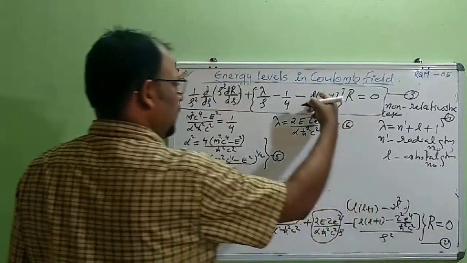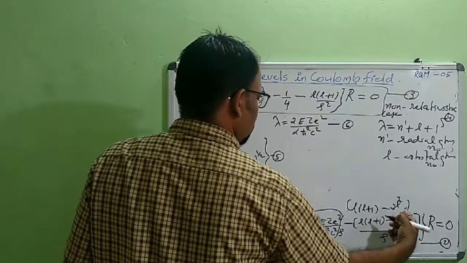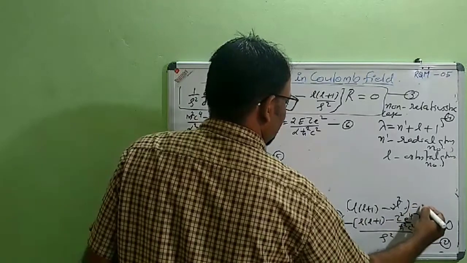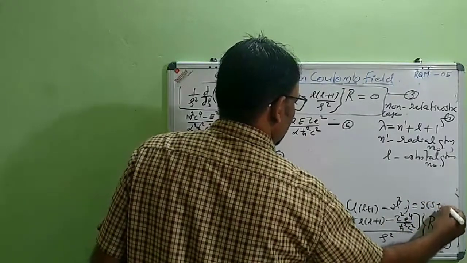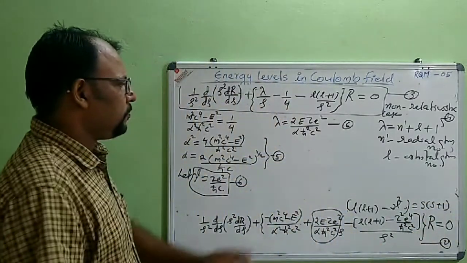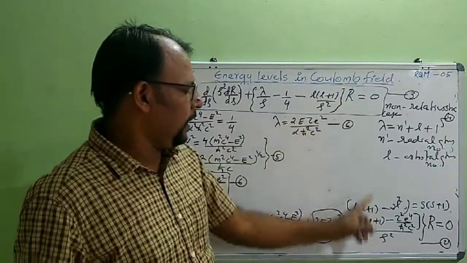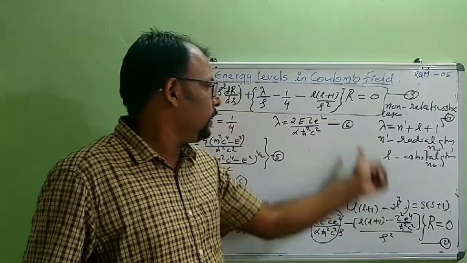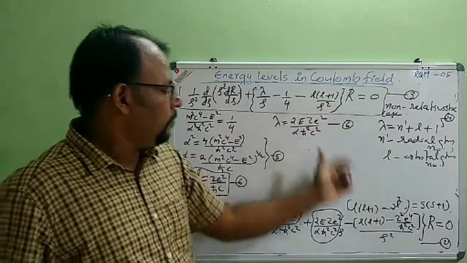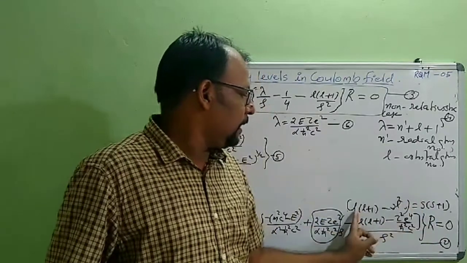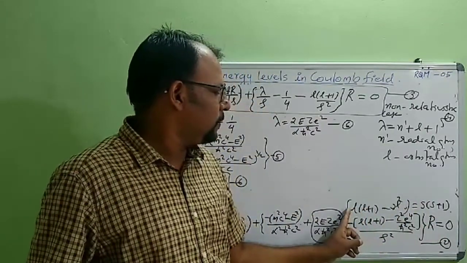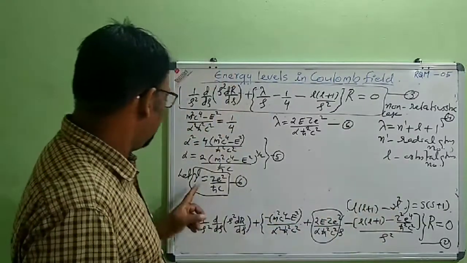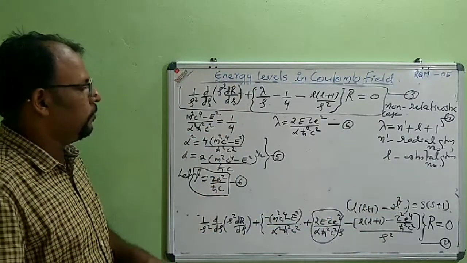So instead of L into L plus 1, I am getting L into L plus 1 minus gamma square, or I will write that term as S into S plus 1. So here, instead of L into L plus 1, I will be writing S into S plus 1 by rho square to make the equation identical to this one. But S and L are related by the equation S into S plus 1 equal to L into L plus 1 minus gamma square, where gamma is Z e square by h bar c.